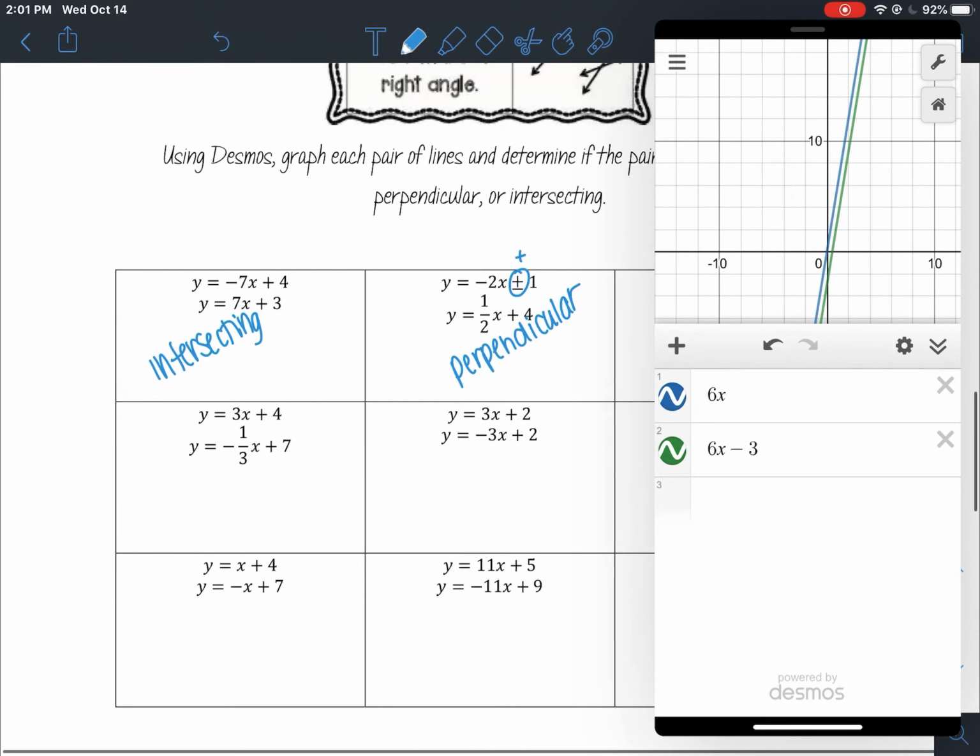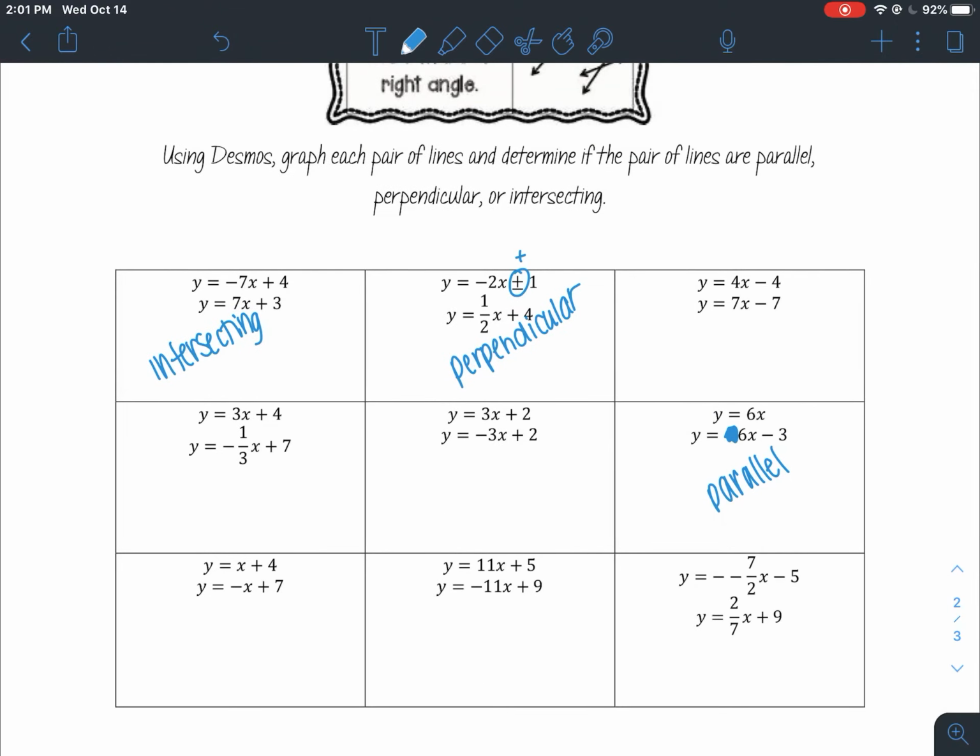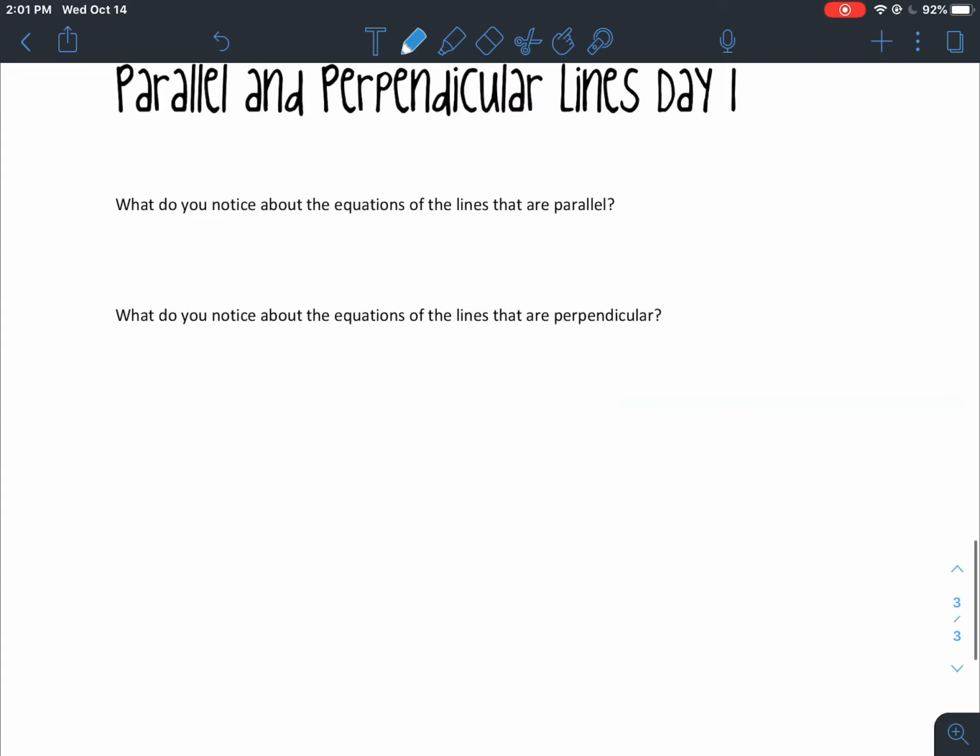Those are the 3 types that you'll have. I want you to do the rest on your own. You can check the answer key to double check your work. And then the last part, you're making a conjecture about what you're noticing. What do you notice about the equations of the lines that are parallel? And what do you notice about the equations of the lines that are perpendicular? What do they have in common? What do they have different? Compare what they look like and write those answers here.